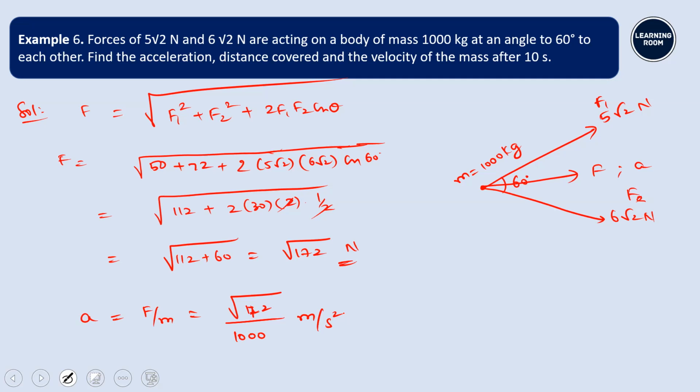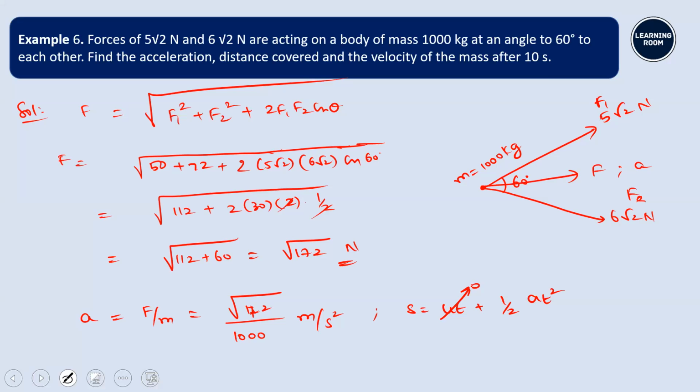Right? Next is distance. S will be equal to ut plus half at square. Right? So since I am assuming that these two forces are actually the responsible factors behind which the object is put into motion, I'm assuming that the object was initially at rest. So if it is initially at rest, I can ignore this parameter.